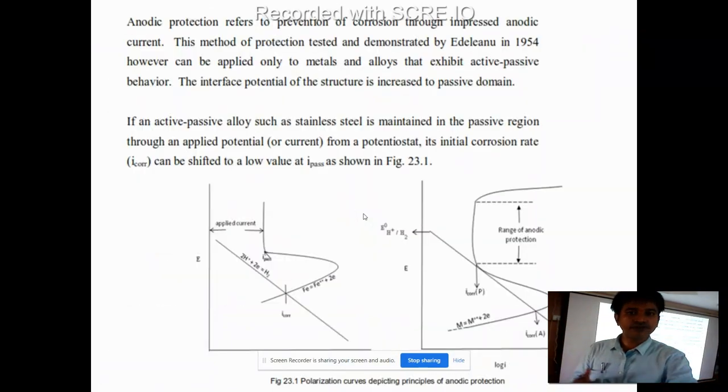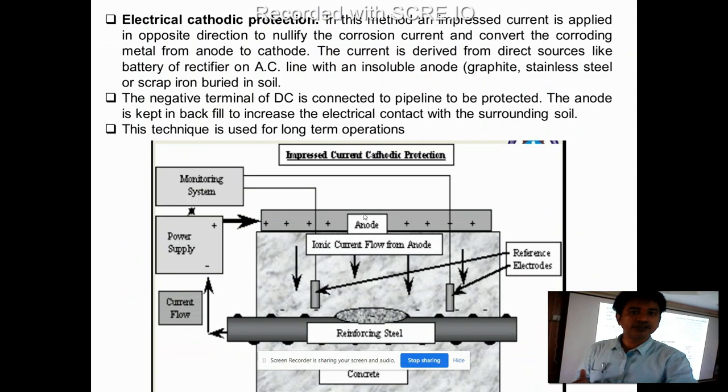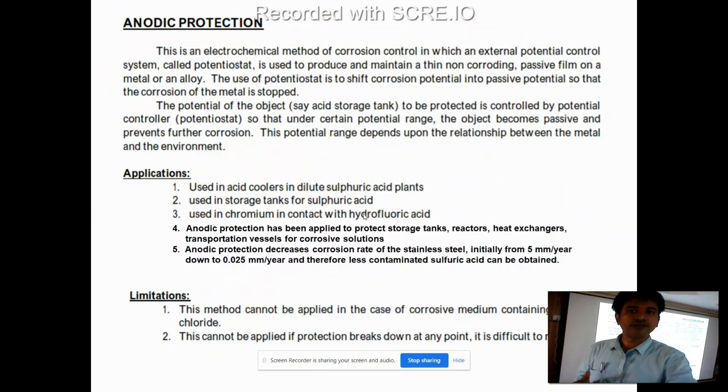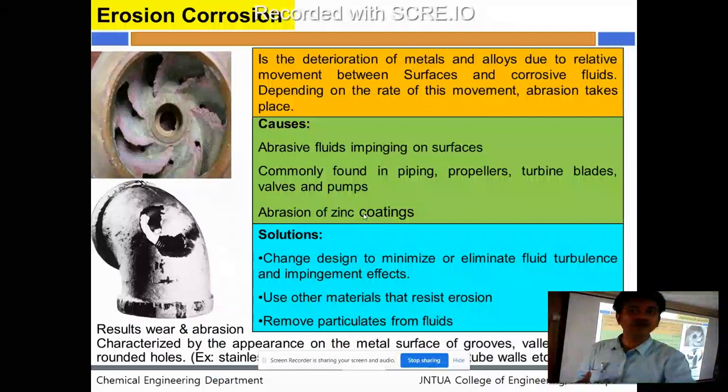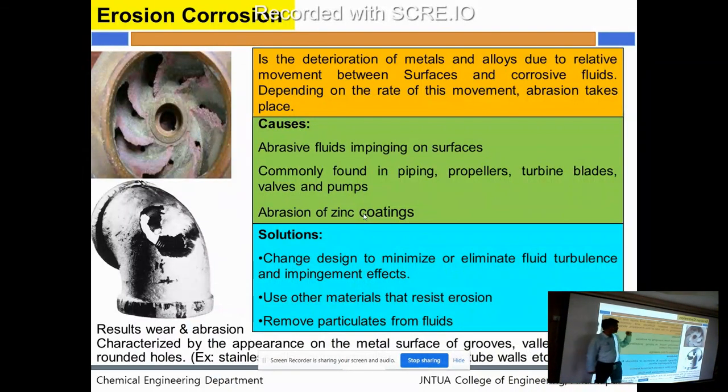We'll talk about this anodic current and everything in later classes. Let us mainly get back to the other form of corrosion. The third form of corrosion is erosion corrosion. Look at the name, erosion. What is erosion? Eroding the surface. It is the deterioration of the metals and alloys due to the relative movement between the surfaces and the corrosive fluids.